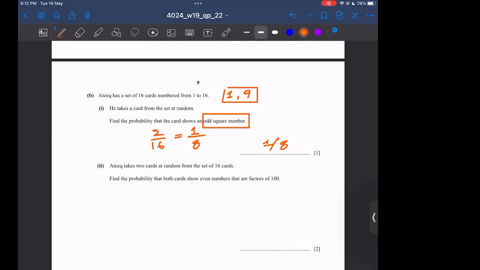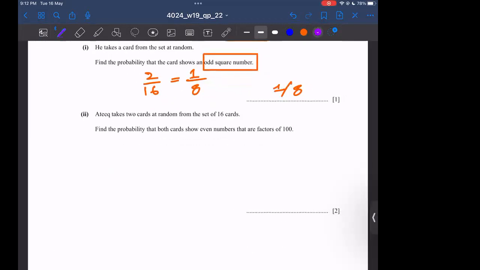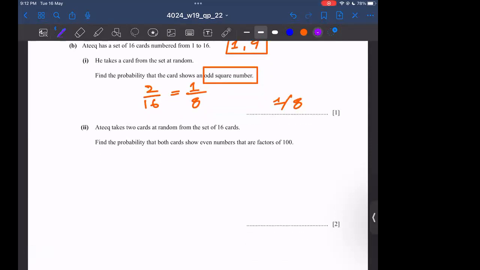Atik takes 2 cards at random from the set of 16 cards. Find the probability that both cards show even numbers that are factors of 100. So Atik takes 2 cards over here. So this is a combined event, 2 events are going to be taken.